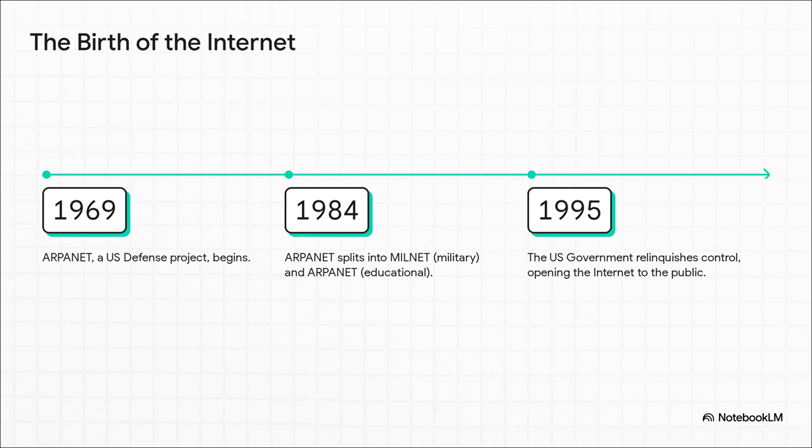It started way back in 1969 as a US military project called ARPANET. The whole point was to build a network that could survive a war. Eventually, it split into military and academic networks, but it wasn't until 1995 that the government kind of stepped back and it became the public commercial powerhouse we all use today.